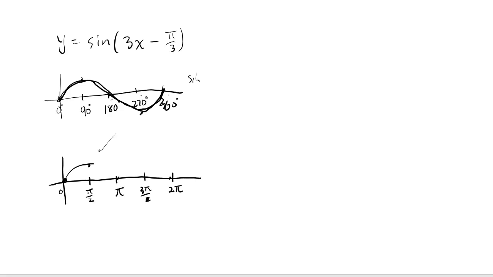Alright, I feel like I spent much more time explaining the original graph of the sine, and I still haven't told you how to draw this one. Well, here is the method that I like to use. The method I like to use is just to set 3x minus pi over 3 equal to these important values. Those are the distinguishing values of the sine.